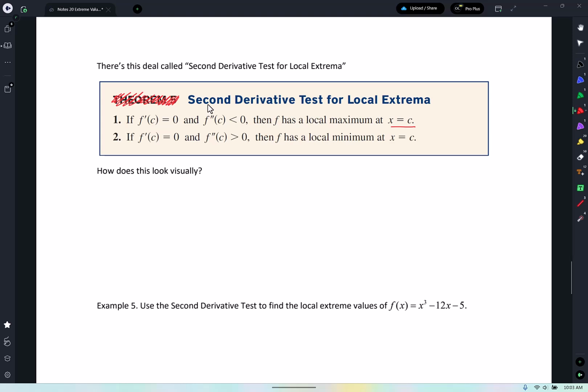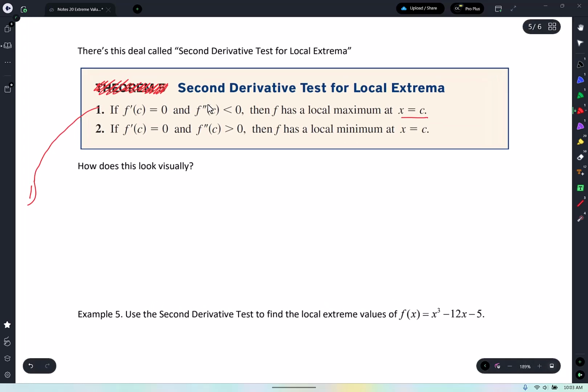How does this look visually? I will show you number 1 here visually. So it says that my derivative is 0, and it says that the second derivative is negative. If the second derivative is negative, tell me what it means for f. No, not decreasing. If the second derivative is negative, f is concave down. So here it is concave down. This is f.